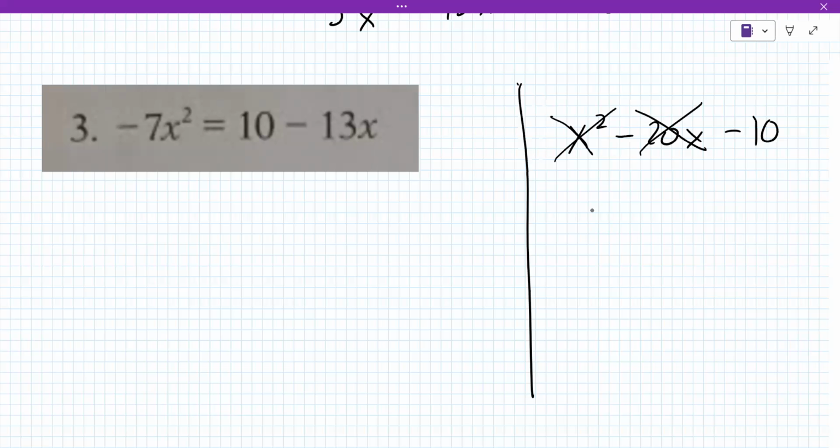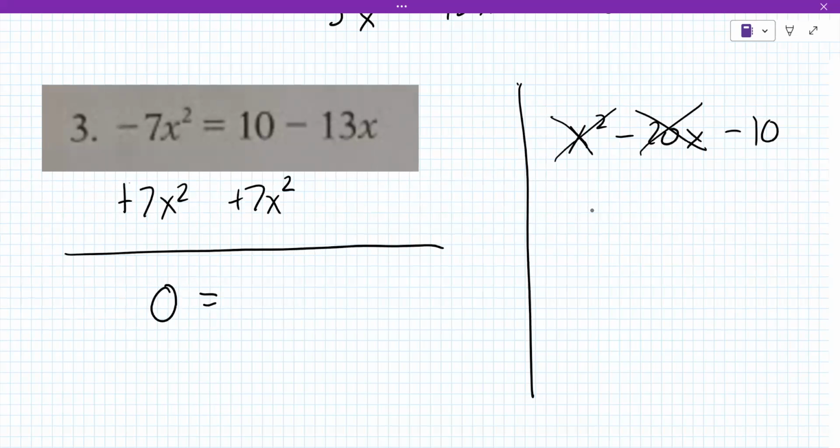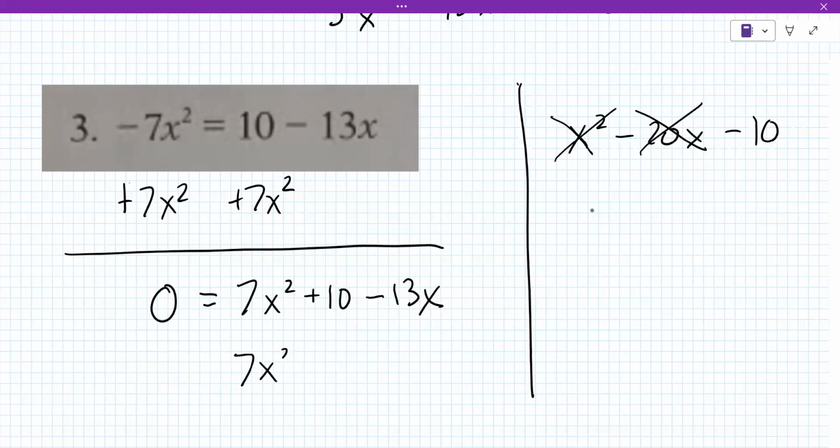So let me help here. Let's add 7x squared to the right. Oh, that's what I did wrong. Okay. So on the left, it's 7x squared plus 10 minus 13x. Is this in standard form? No, it is not. We would have to switch the 13x and the 10. So it becomes 7x squared minus 13x plus 10.